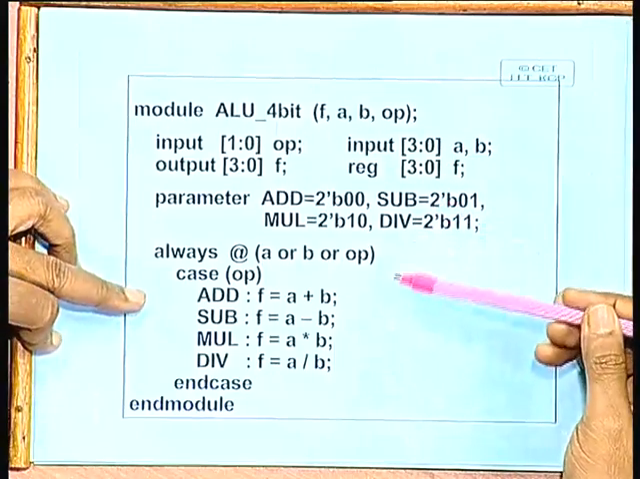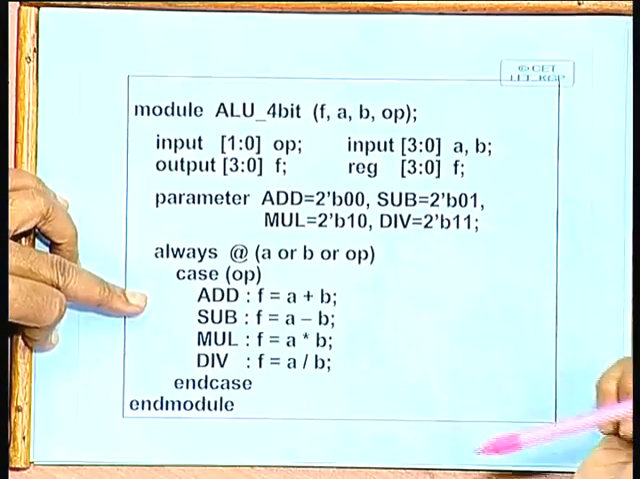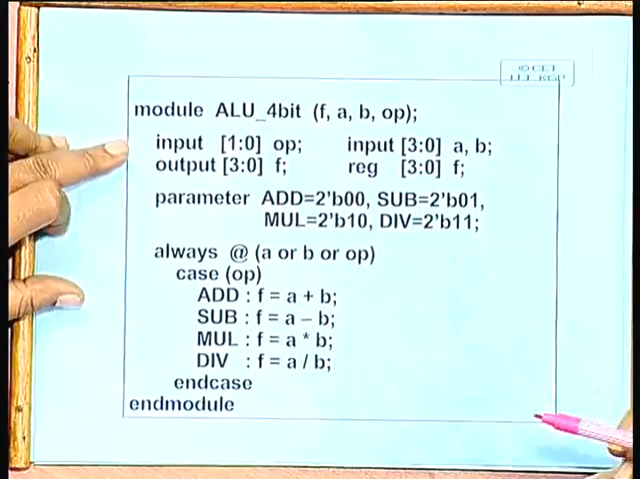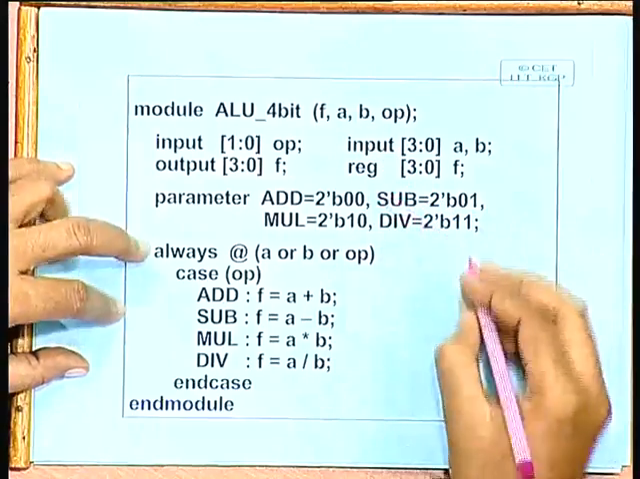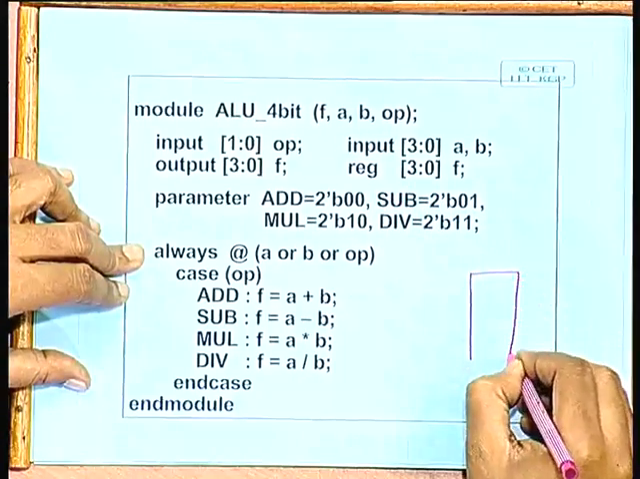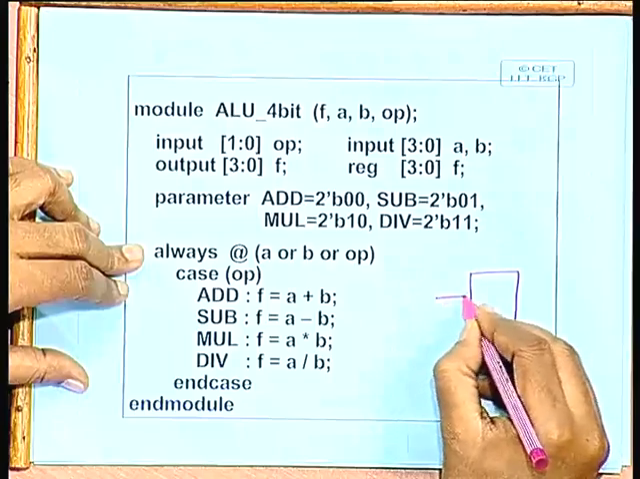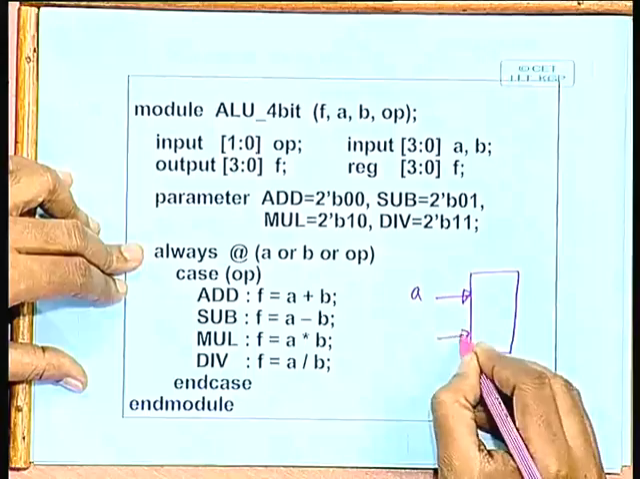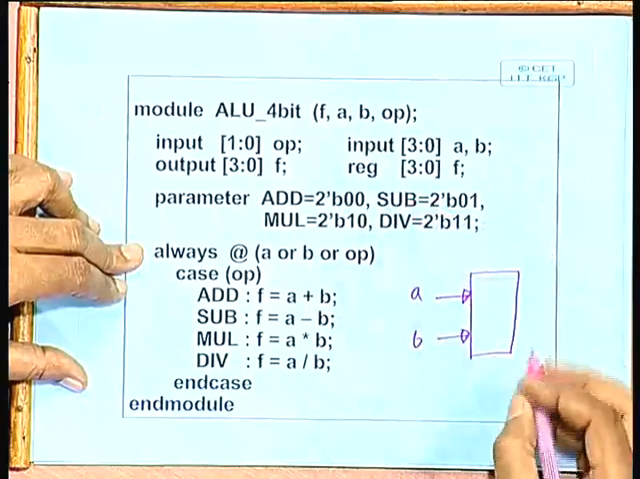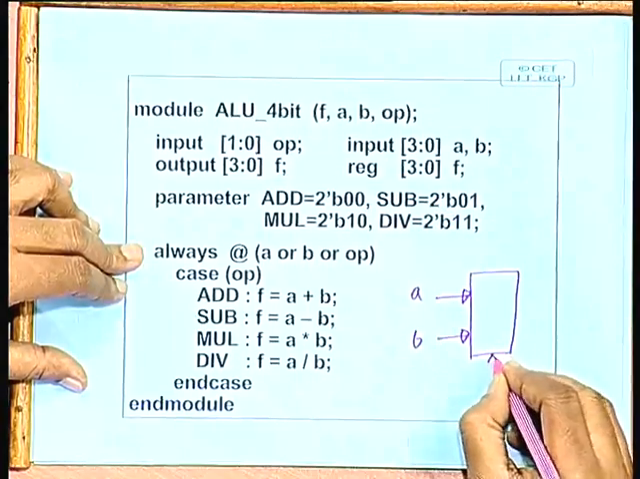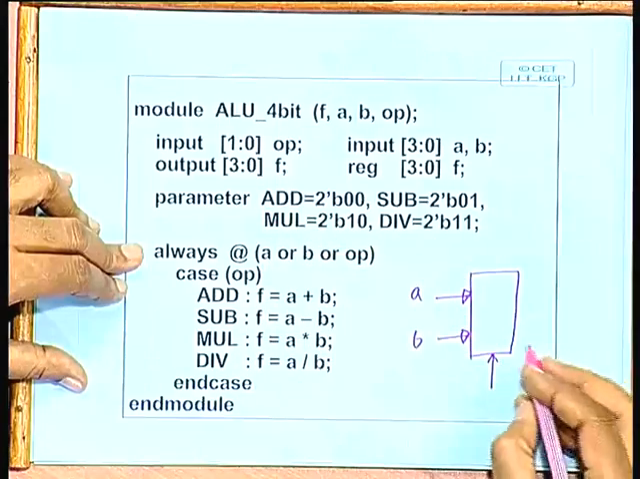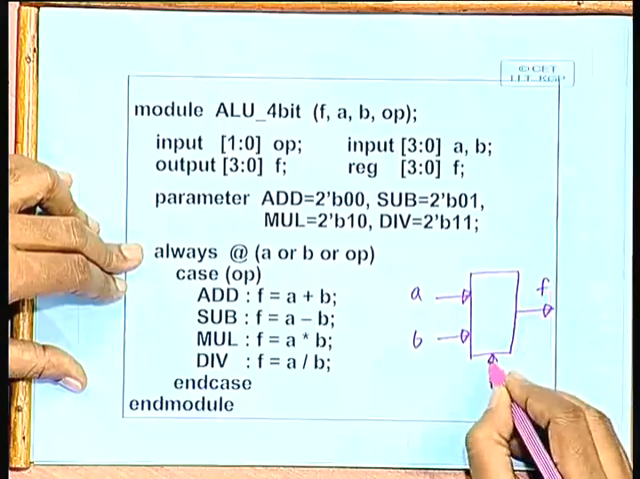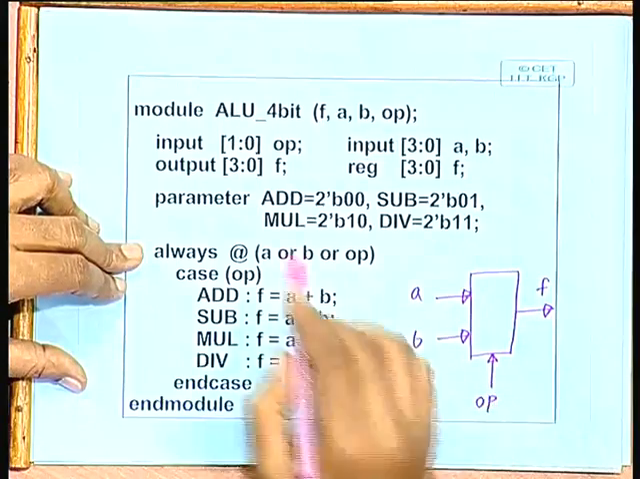This of course does not specify anything new. Here you have a 4-bit ALU specification. The ALU is such that you have two input operands A and B. These are 4-bit vectors A and B. You have a function F. F is the output, and op is the function select. Op is a 2-bit quantity.